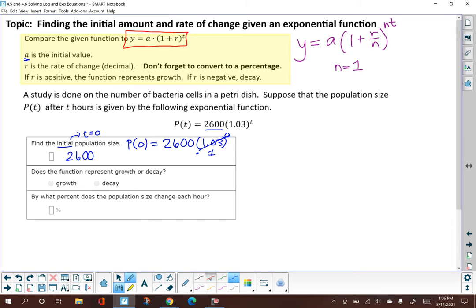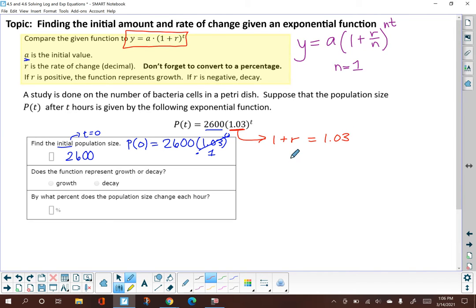Okay, the next part has to do with figuring out if it's growth or decay and the percent change here. So we're going to look at the base for that. The base of this function is 1.03. And if you compare it to the function above, that's 1 plus r. The base is 1 plus r.